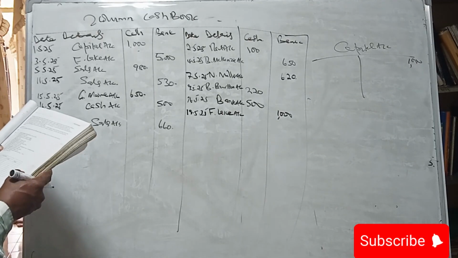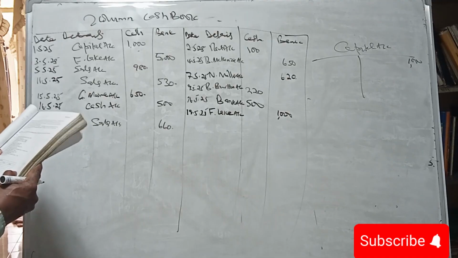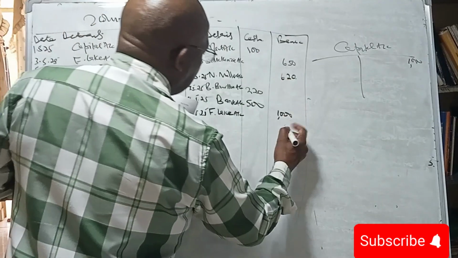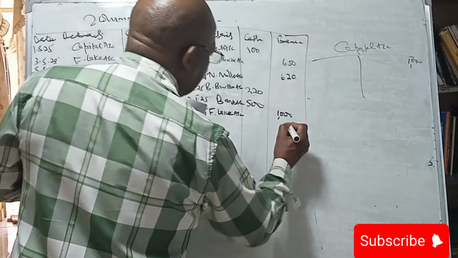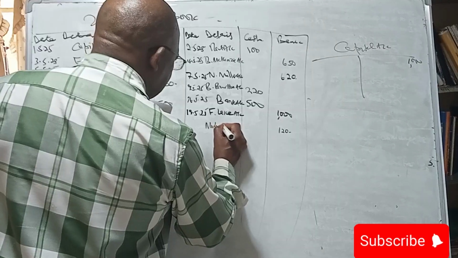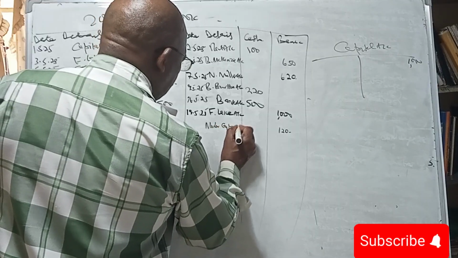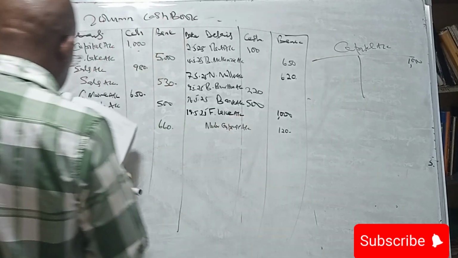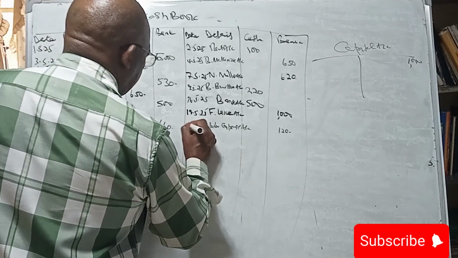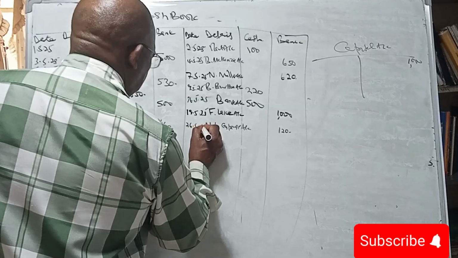On 26th, we paid motor expenses by check 120. Our money in the bank reduces with 120, so we credit bank, and we are saying the expense is motor expenses account. And the date is 26th of May 25.